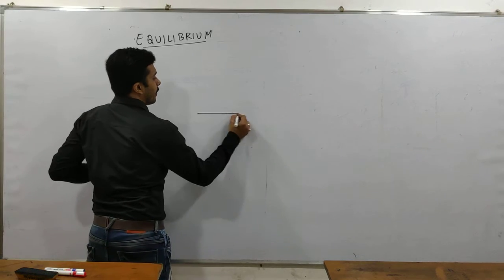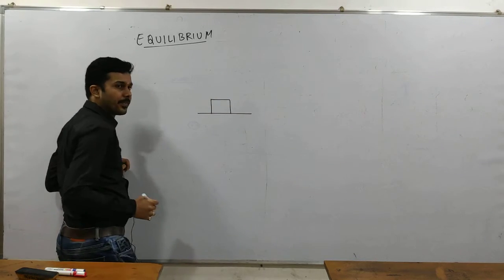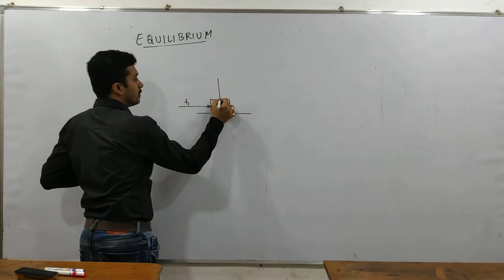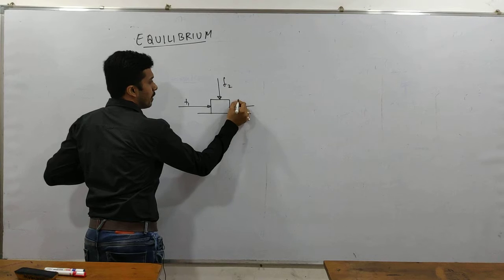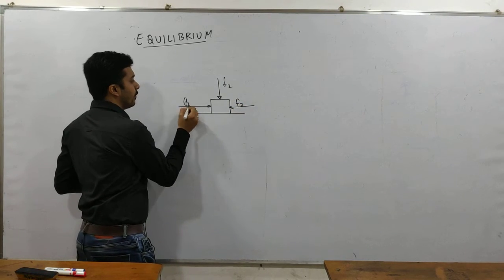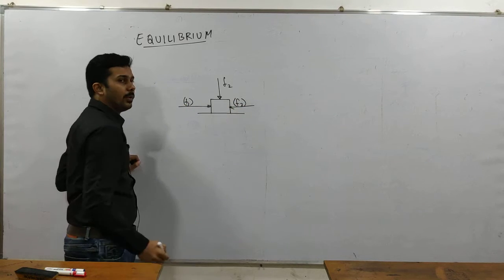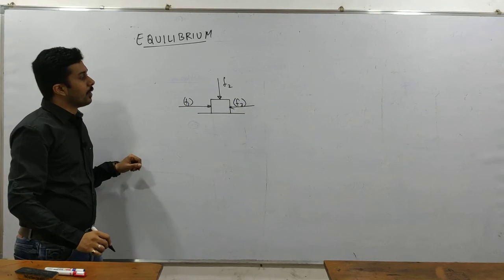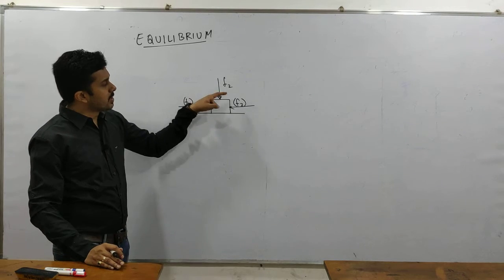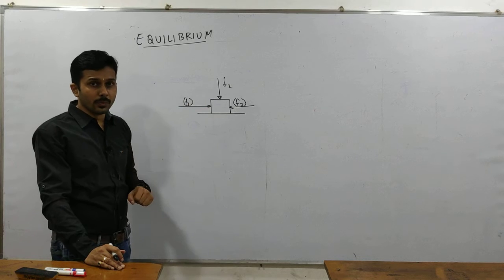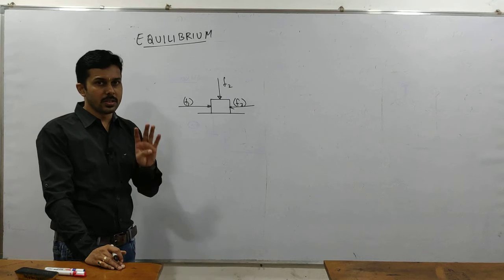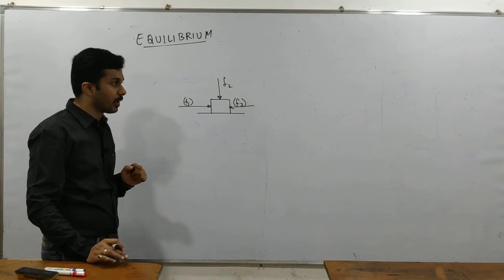Suppose a body is lying like this, okay, and I apply forces F1, F2, F3. Given that the value of force F1 is equal to the value of F3, you see the body will not move. On the application of multiple forces, the body does not move. That means the body is in the state of rest. It is not changing the nature of motion.